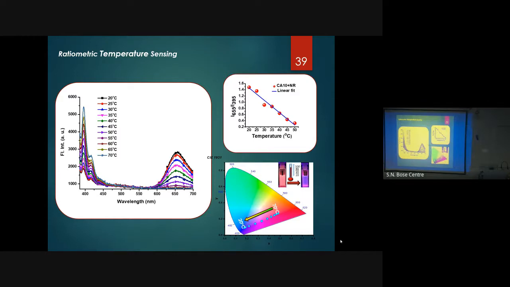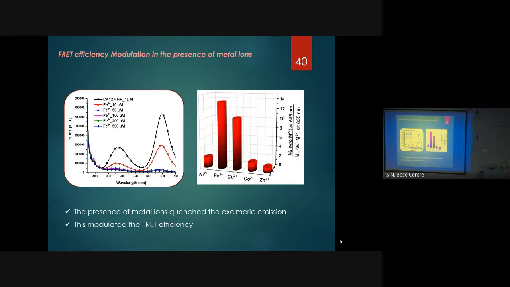because they can sense temperature, and if you see carefully, we are also covering this physiological temperature range, and you can also denote that change in the CIE diagram where the point moves from here to there when you go to lower temperature. We also found that if you have metal ion, which also selectively quenches the emission of the excimer, again, we can vary the FRET. I will not go too much into that.